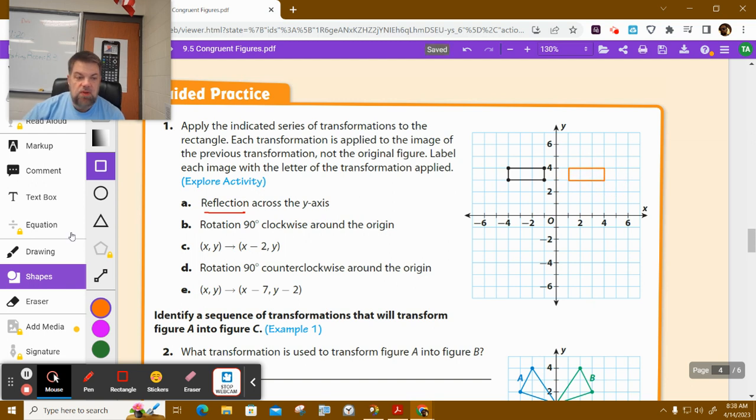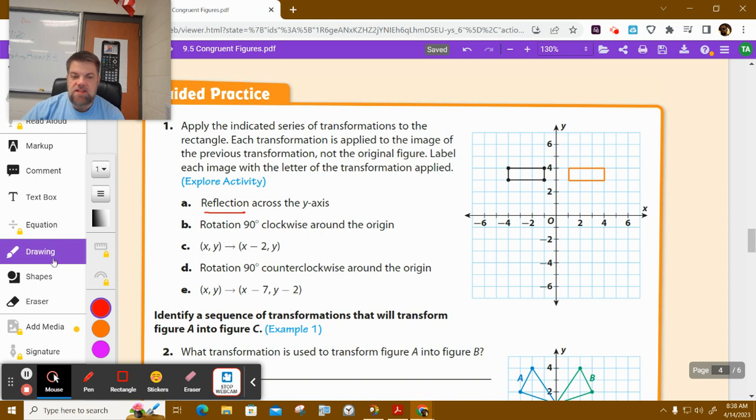And I'm going to label that. Oh, that's the wrong color. So let me do this. And we'll label that as A. So this is A. The next one, B, let's label that as blue.